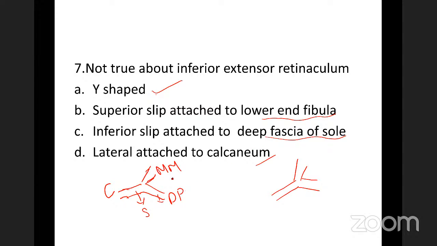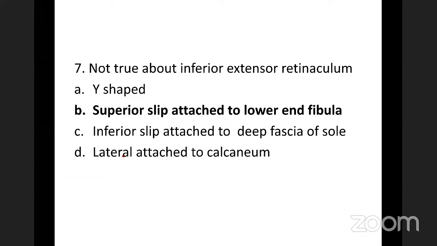So what is your answer now? B. Yes, the answer is B. The superior slip is not attached to the lower end of the fibula, but it is attached to the medial malleolus of the tibia. This is the superior slip. So the wrong statement is that the superior slip is attached to the lower end of the fibula. Understood, students?